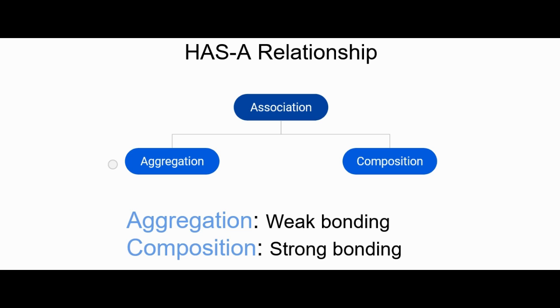Okay, what is this aggregation and what is this composition? Aggregation means weak bonding. Composition means strong bonding. Getting me or not? Aggregation means we cannot work without this, and composition means strong bonding. Sorry, I pronounced it wrong. Aggregation is weak bonding. It means we can work without this. And composition means strong bonding. We cannot work without this.